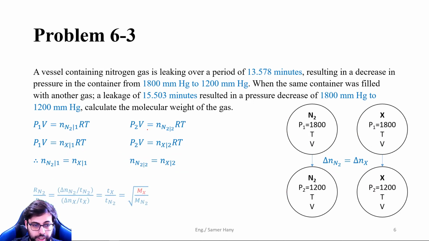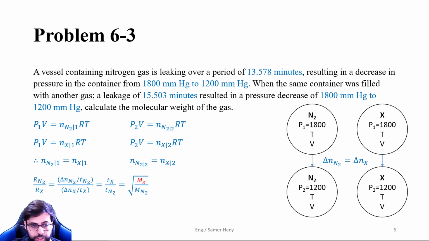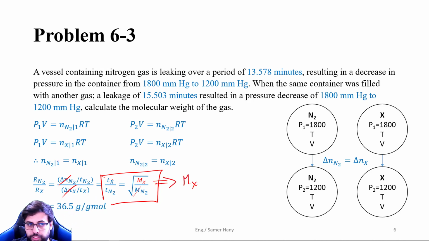What do we get from this? We then can say, all right, so the number of moles released over the total time measured on the stopwatch is the same number of moles here over the time for the second stopwatch, or for the second gas. All right, and since the number of moles is the same, we can just take them out both, and then we would have this relation at the end. So Tx over T nitrogen is equal to the square root of Mx over M nitrogen, or molecular weights. And from this relation, we can just get the Mx, which will be 36.5.